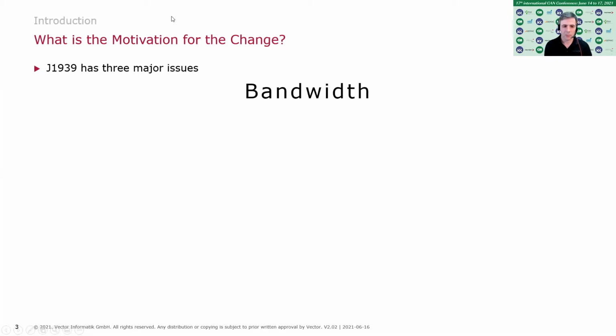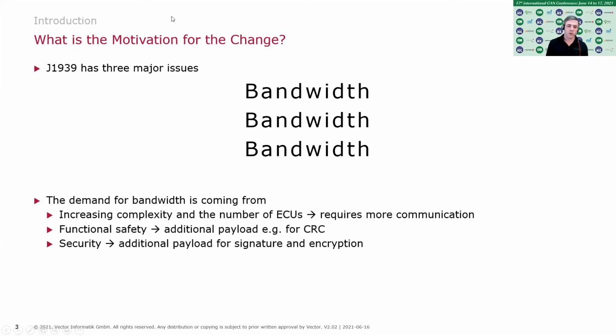There's always a problem. The second issue is bandwidth, and the third issue is bandwidth as well. So it's all about bandwidth and a lack of bandwidth that we experience in the, let's say, classical J1939 based world. The demand for the bandwidth is mainly coming from the increasing complexity and the number of ECUs that are used in today's vehicles and applications. And simply by increasing this number of ECUs, the communication demand goes up, and we will experience a lot more communication. And this cannot be handled with the existing bandwidth.